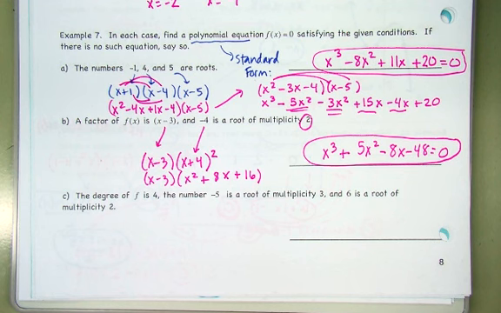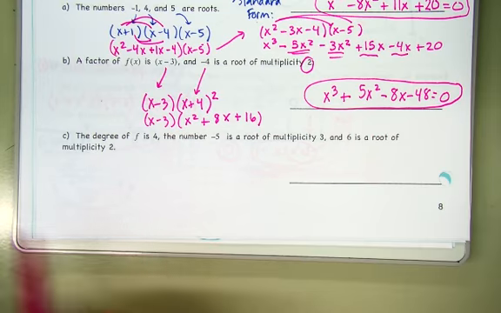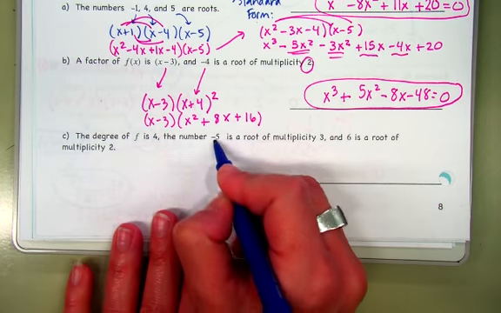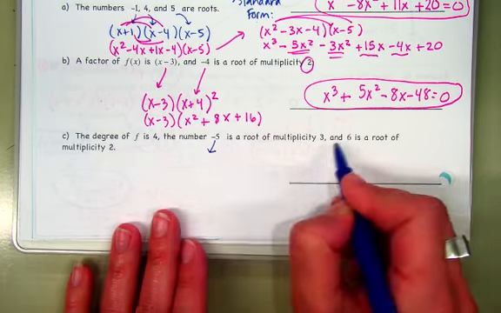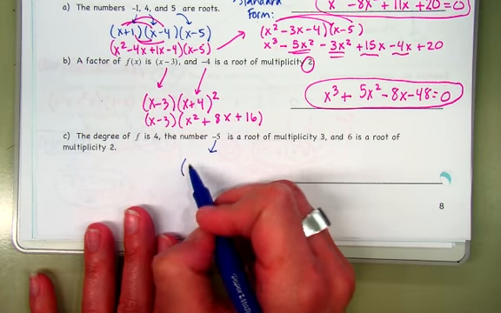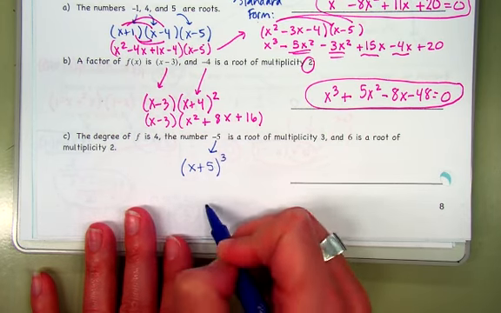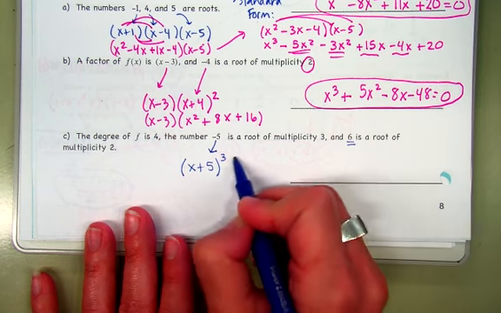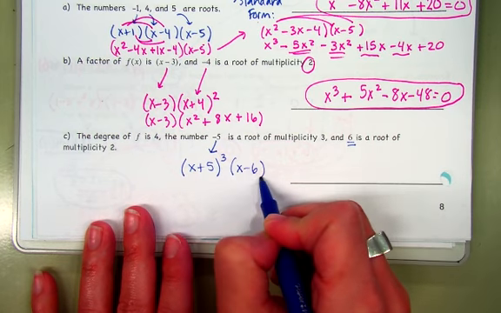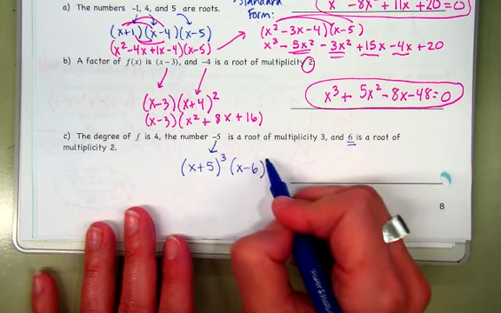All right, letter C. The degree of f is 4. The number negative 5 is a root of multiplicity 3. And 6 is a root of multiplicity 2. All right, so how would I do this? If it's a root of multiplicity 3, that would have to be what? X plus 5 to the third. And then 6, so that would be x minus 6, is a root of multiplicity 2.